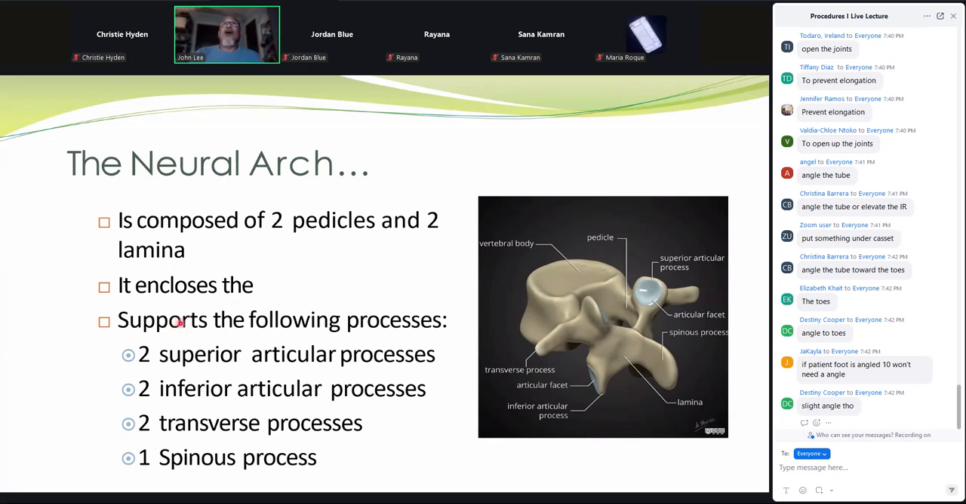So the neural arch encloses the what? It encloses the vertebral foramen. It supports the following processes: two superior articular processes, one and two. It has two inferior articular processes, one and two. It has two transverse processes and one spinous process. That all comprises the neural arch.